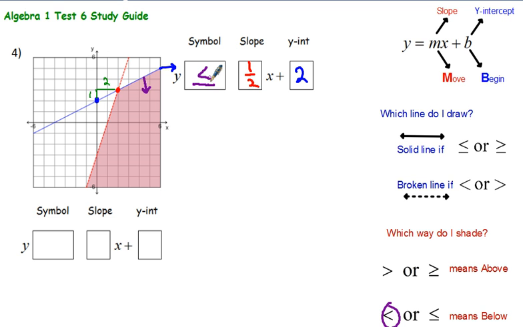Now all we have to do is just do the same exact thing for this other line, this red line. So let's look at what the red line would be.